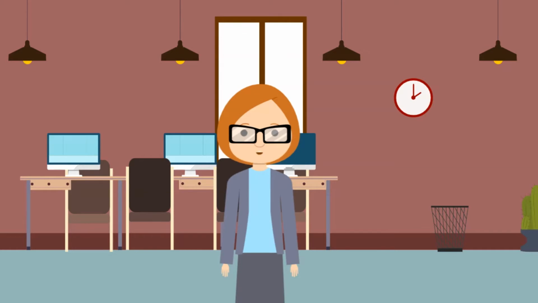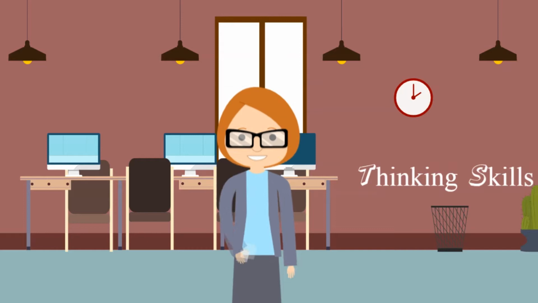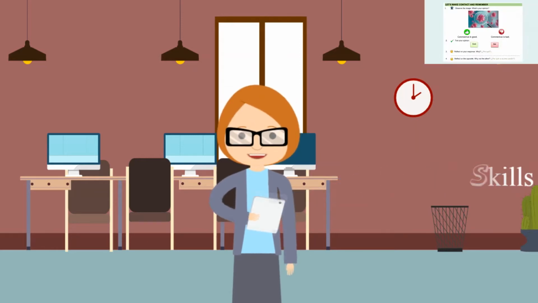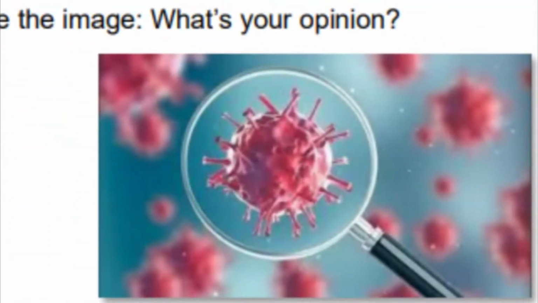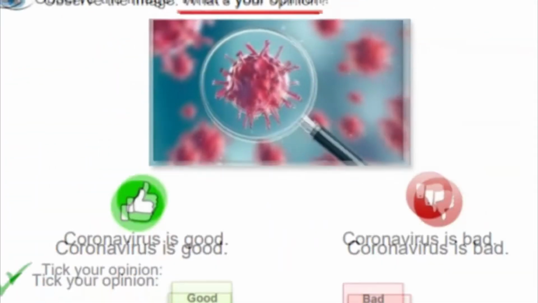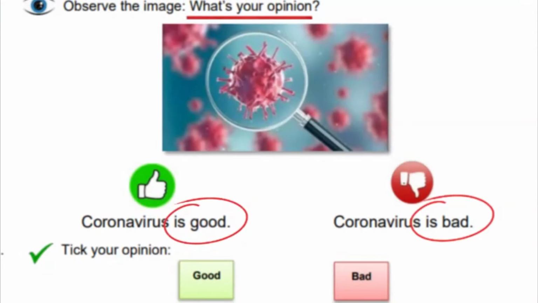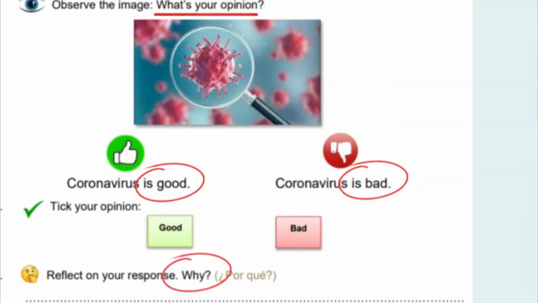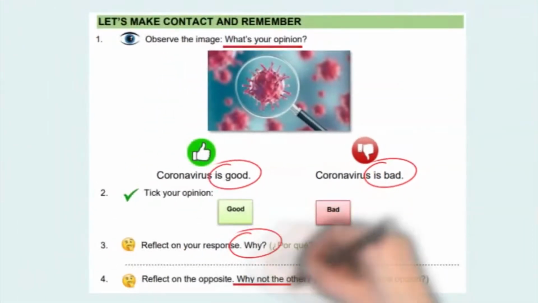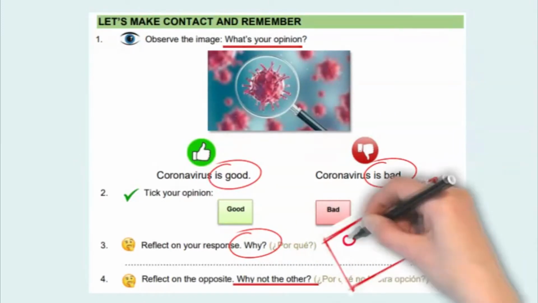This formative process starts by making our students do their best at using their thinking skills. Students were presented an image as a meaningful artifact. Then, an open question: what's your opinion? Is it good or bad? They were asked for giving a reason by asking why. Afterwards, students were challenged to think of a completely different option than the one they chose by asking, why not the other? This was to create a cognitive conflict.